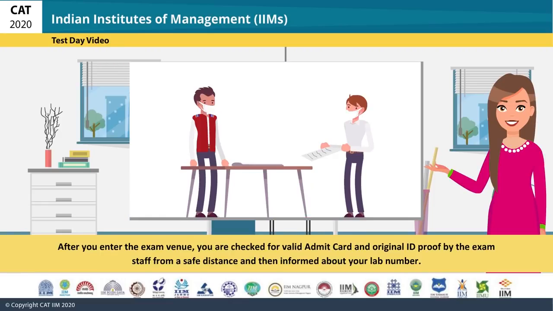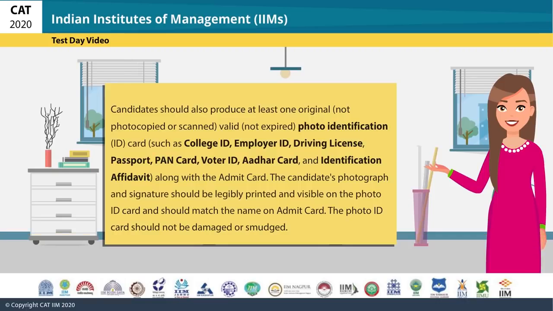After you enter the exam venue, you are checked for a valid admit card and original ID proof by the exam staff from a safe distance and then informed about your lab number. Candidates should also produce at least one original, valid, not expired, photo identification card, such as college ID, employer ID, driving license, passport, PAN card, voter ID, Aadhaar card, and identification affidavit, along with the admit card.